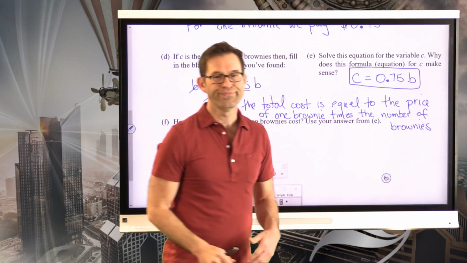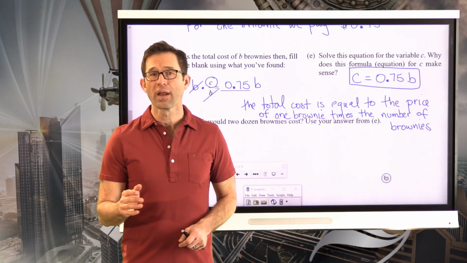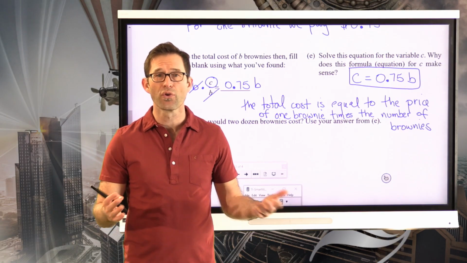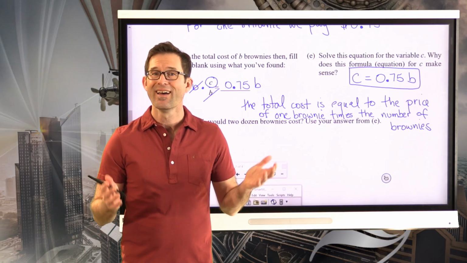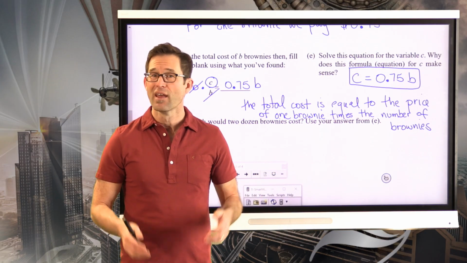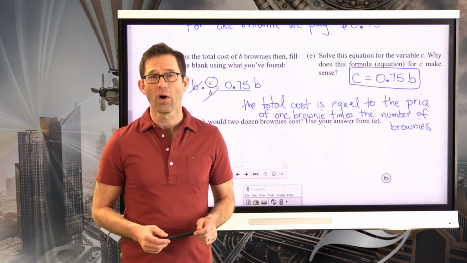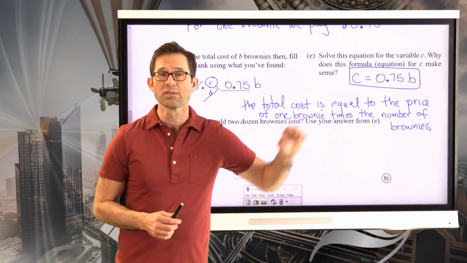If I told you that the cost of a single brownie was 75 cents, and then I said, hey, I'm buying 13 brownies, how much will it cost? Well, you would take the 13 brownies and multiply it by the 75 cents to get your total cost. That's just how it works, right? If a loaf of bread costs $2 and I ask how much 5 loaves of bread will cost, it's going to be 5 times 2, it's going to be $10. Same thing here, we just have a decimal going on.